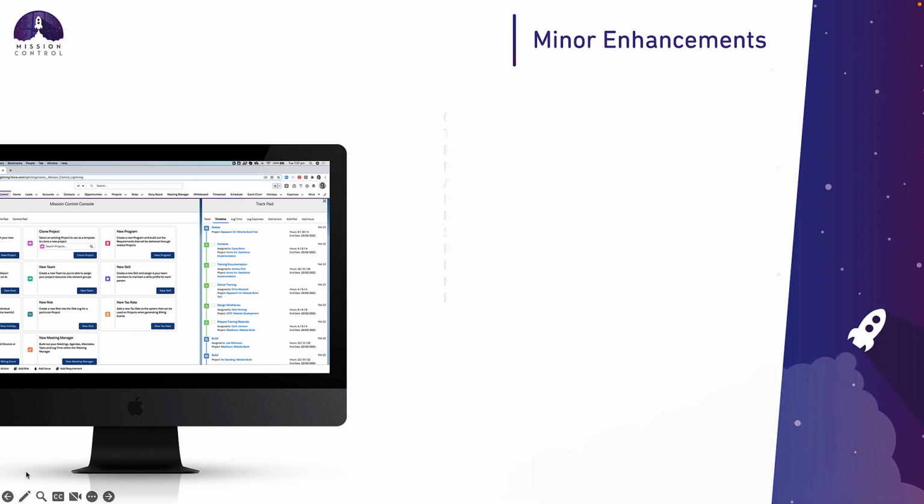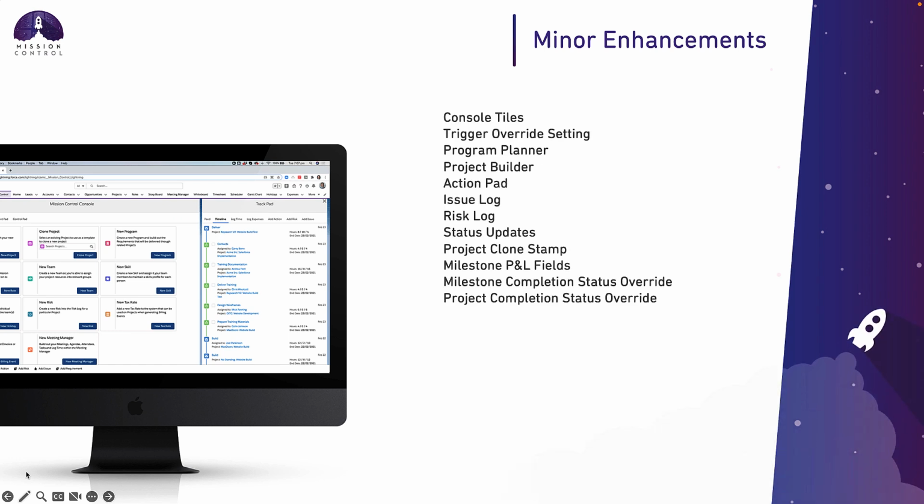So we've got a number of minor enhancements here. So on the mission control console, we've added in some additional tiles onto the launch pad and on the progress pad. So on the launch pad, you now have the ability to create a new holiday allowance, a new retrospective, a new purchase order, or a new rate card. And from the progress pad, you can now access the checklist board and the retrospective board.